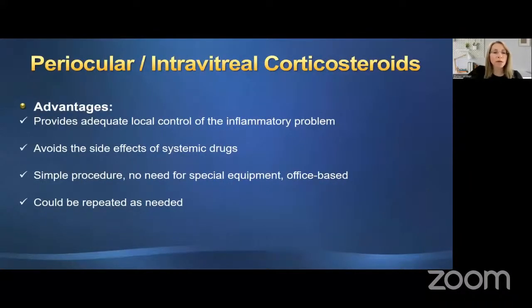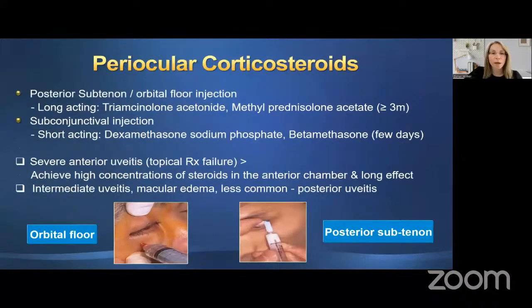Another treatment option is using periocular or intravitreal corticosteroids, and they have some advantages as they provide local control of the inflammatory process. They also avoid the side effects of systemic drugs. In addition, the procedure is simple and could be repeated as needed. Periocular corticosteroids include posterior subtenon or orbital floor injections with the use of long-acting depot corticosteroids, or subconjunctival injection with the use of short-acting corticosteroids.